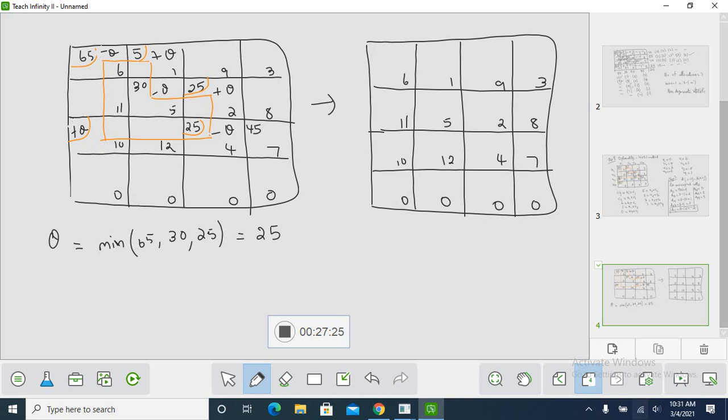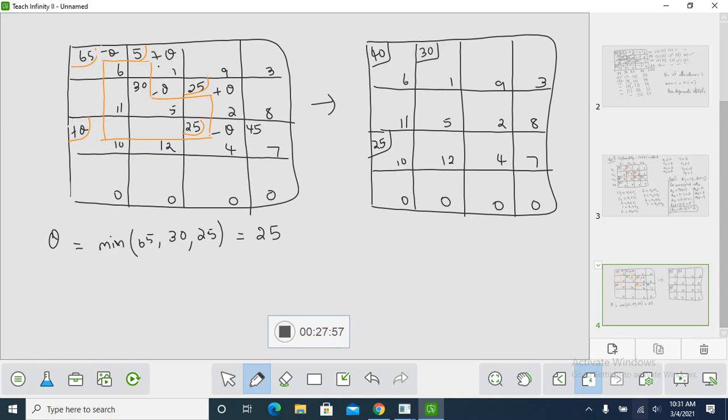Now what do we need to do? We have to add or subtract depending upon minus theta or plus theta. The theta value is 25. Here we have a plus theta, so we add 25. What we add here, we subtract on the top. So 65 minus 25 is 40. What we subtract, we add to the 5 in this position, so it is 5 plus 25, which becomes 30.